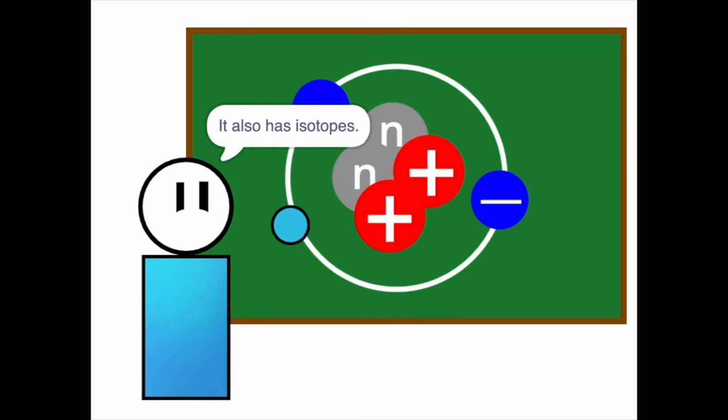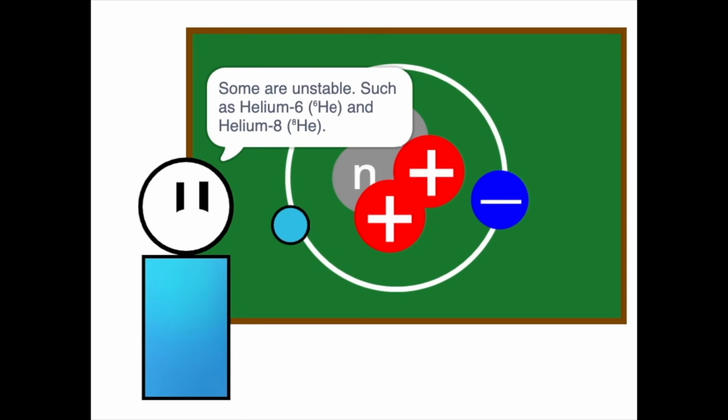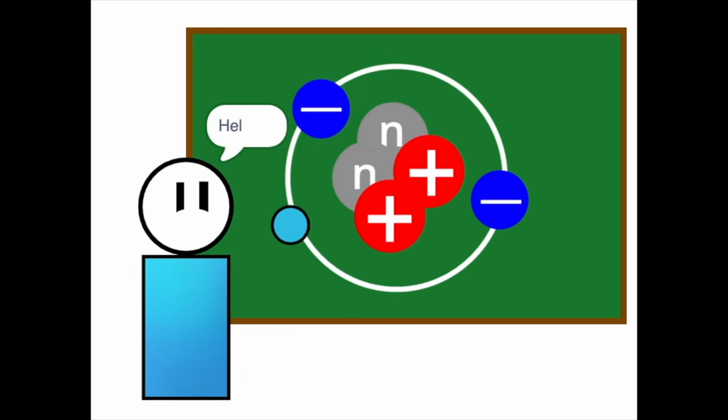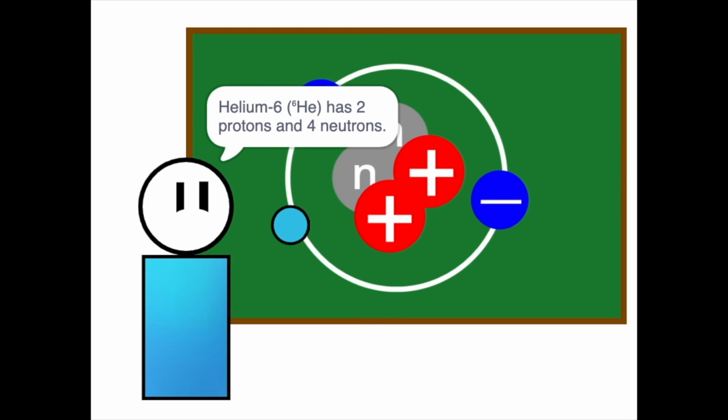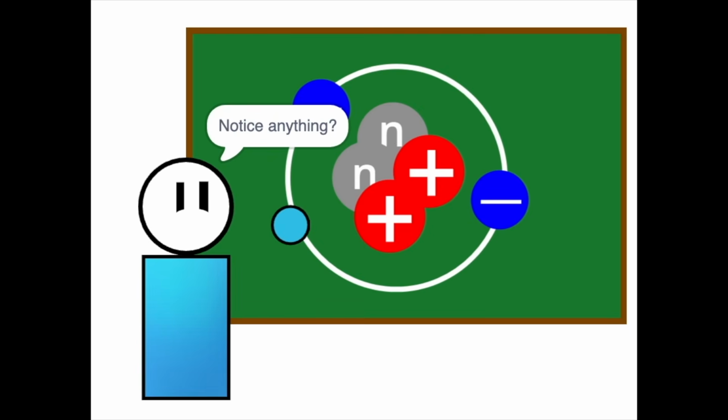It also has isotopes. Some are unstable, such as helium-6, 6He, and helium-8, 8He. Helium-6, 6He, has 2 protons and 4 neutrons. Helium-8, 8He, has 2 protons and 6 neutrons. Notice anything?